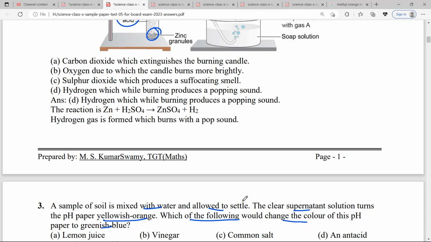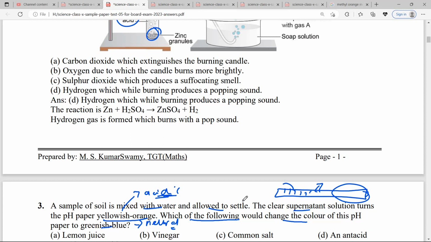First, we have to understand that greenish blue means it will be neutral, and yellowish orange means it will be acidic. This is the color of the pH paper they're talking about. We have a pH paper like this, and here there will be some lines, and this part will be a lighter color, and this part will be light green, and this part will be dark blue. So that's a pH paper. So pH paper of yellowish orange means it will be acidic in nature, and pH paper of greenish blue means it will be neutral in nature.